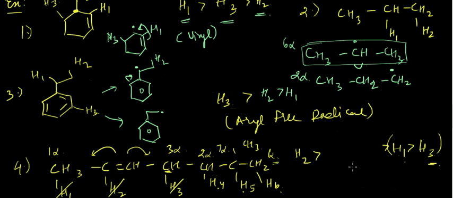Hence H6 would have the highest bond energy, then H4, then H5. H5 has 7 alpha hydrogens, H4 has 2 alpha, and H6 has only 1 alpha. Hence the bond energy would be in decreasing order.